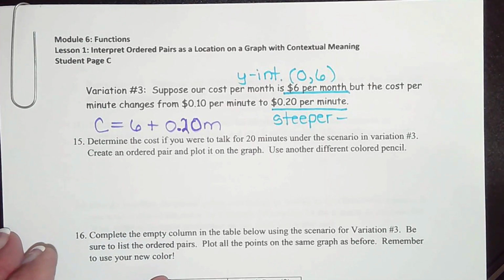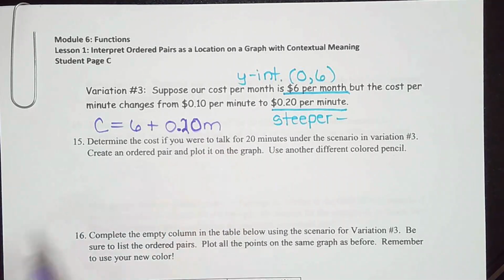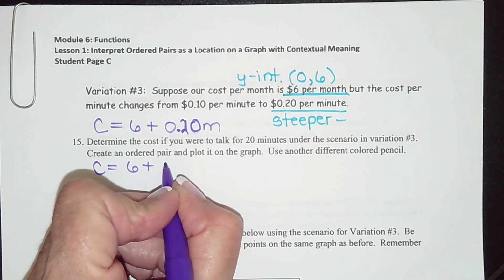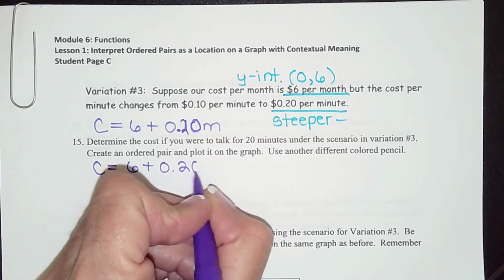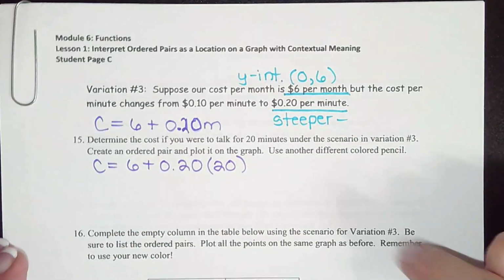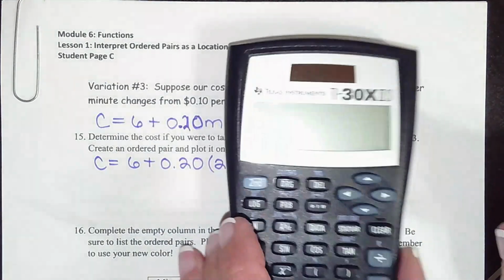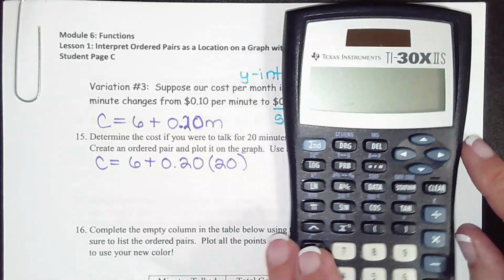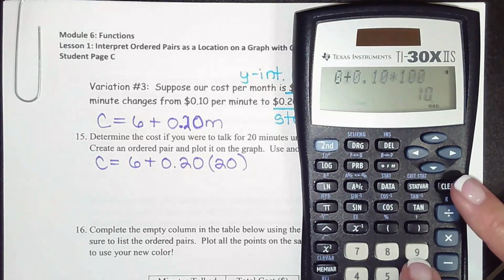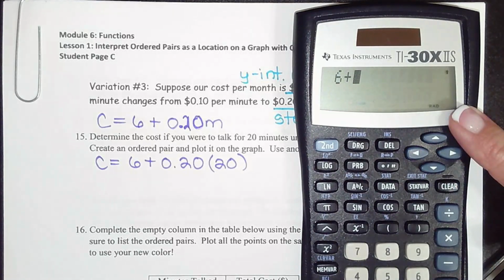So to determine the cost for talking 20 minutes, so same old, like I said, these do get a little tedious, but I think in the end they make a good point. It's worth the little bit of tedium. So let's do this one. Oh, it's hard getting out of that glare. So 6 plus 0.20 times 20.